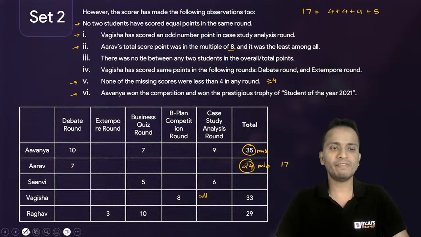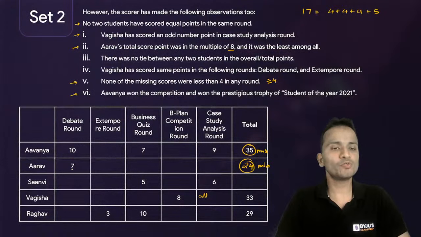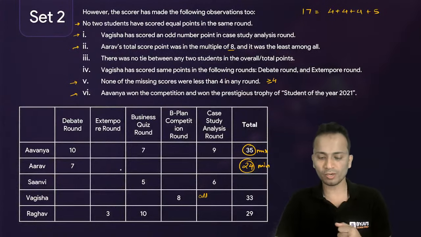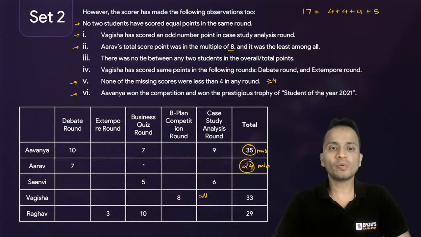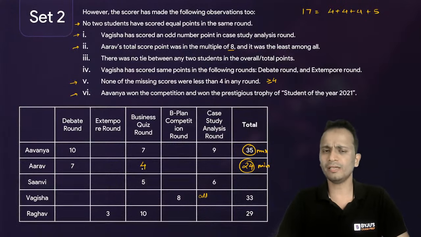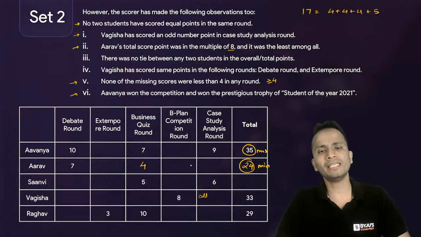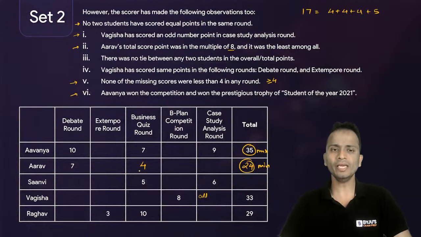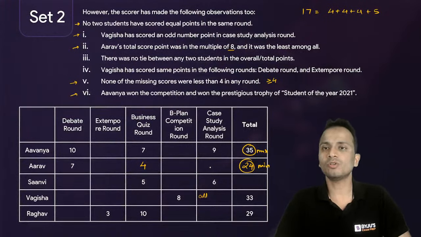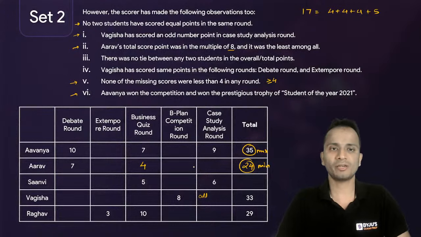Okay? So 17 can be made in only one way: 4 plus 4 plus 4 plus 5. So out of the 4 missing values for Arnav, three of these values should be 4, 4 and 4. Okay? And one of the values should be 5. Now in business quiz round, it cannot be 5 because Sanvi has already got 5. So in business quiz round, it has to be 4. Clear? Okay, here 4 has to come. Rest 5 can be at any other place. We will check later, it will be seen. Okay, so this will be 4. The other 3 values will be 4, 4 and 5 in any order.